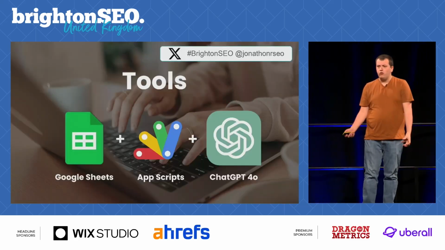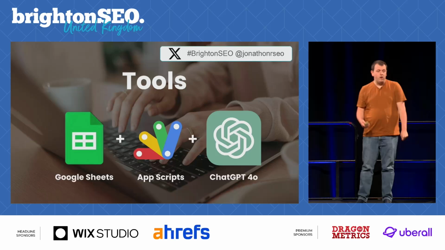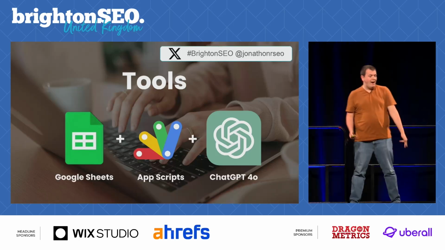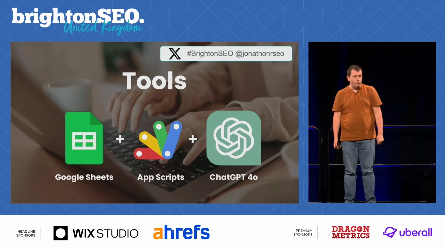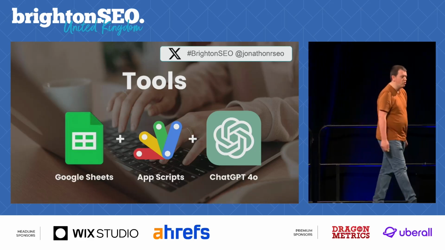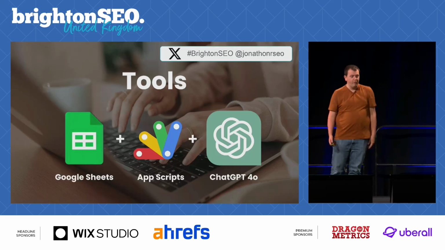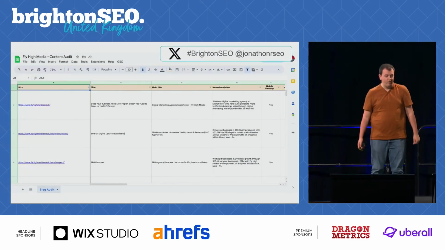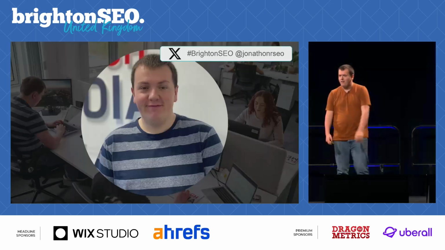So today I'm going to be talking about using three tools, Google Sheets, App Scripts and ChatGPT, and how we can use all three platforms, which are free, except ChatGPT, which has a premium version. However, we'll be able to speed up your content audits. So by the end of the talk, you should be able to create a content audit just like this.